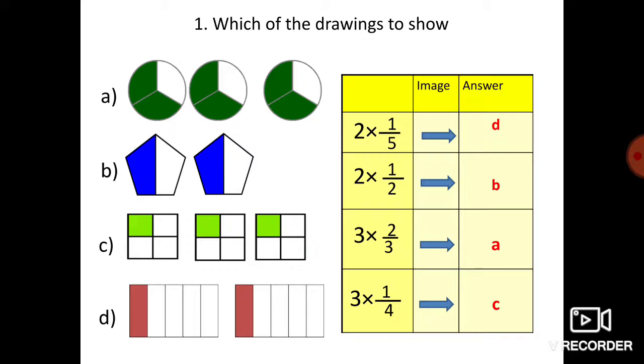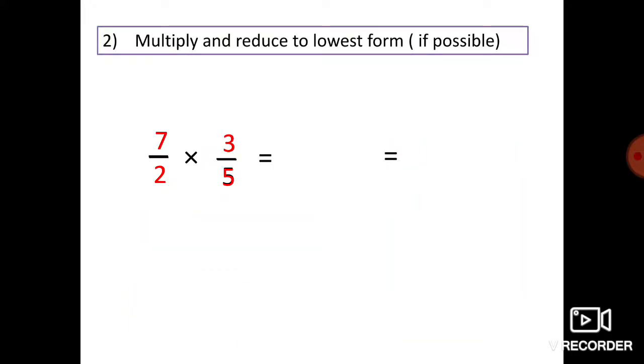Next, we see how to multiply different fractions. Write a question: multiply and reduce to lowest form. If possible is in the bracket. If possible, we can convert this into smallest form or lowest form. We can reduce that; we studied reducing from our 6th class.